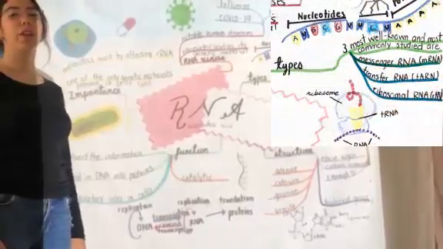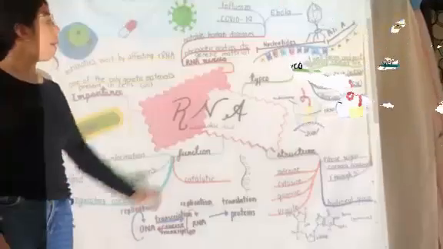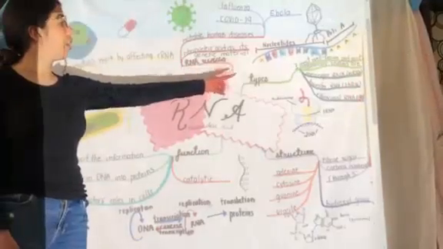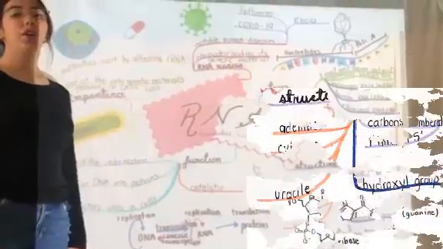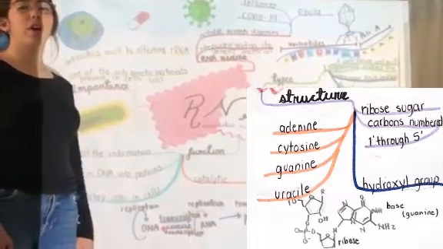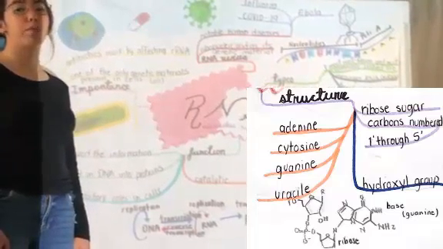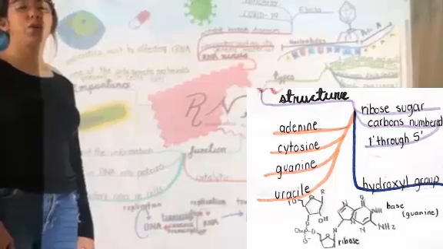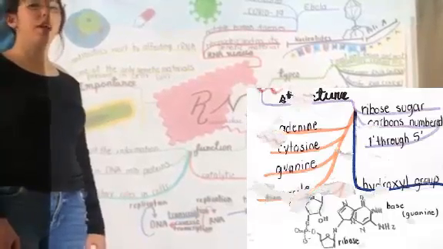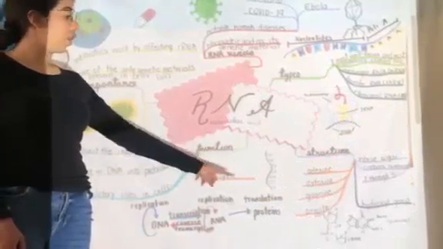There are three most well-known and commonly studied types: messenger RNA, transfer RNA, and ribosomal RNA. Each nucleotide contains a ribose sugar with carbons number 1' through 5'. A base is attached to the 1' position, in general adenine, cytosine, guanine, and uracil.